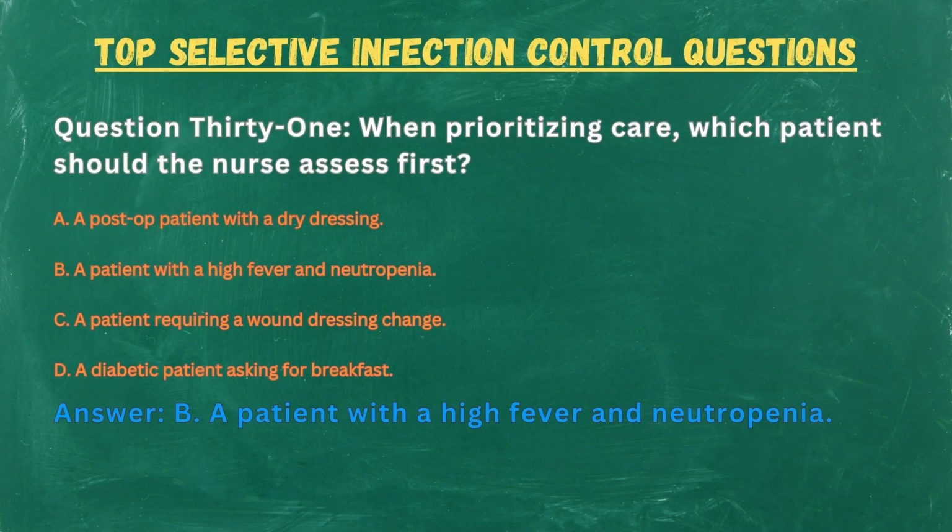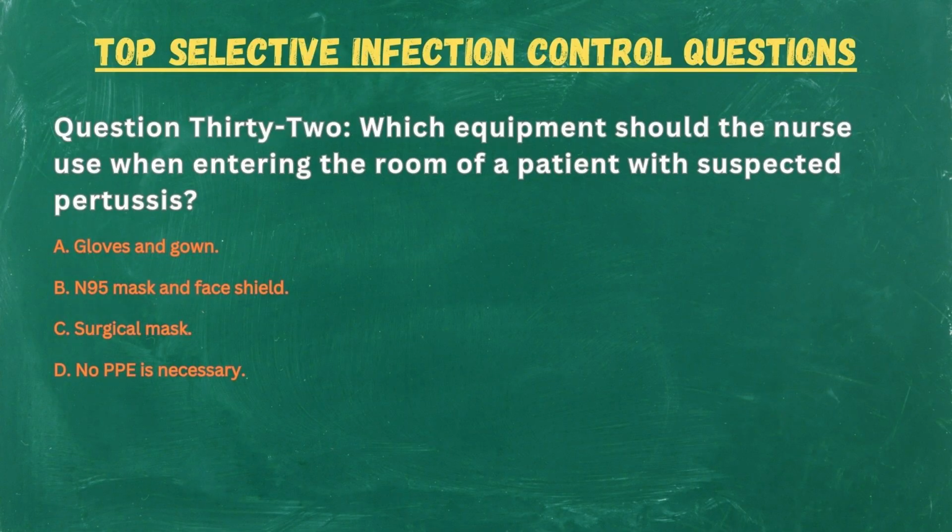Answer: B. A patient with a high fever and neutropenia. Question 32. Which equipment should the nurse use when entering the room of a patient with suspected pertussis? A. Gloves and gown. B. N95 mask and face shield. C. Surgical mask. D. No PPE is necessary.